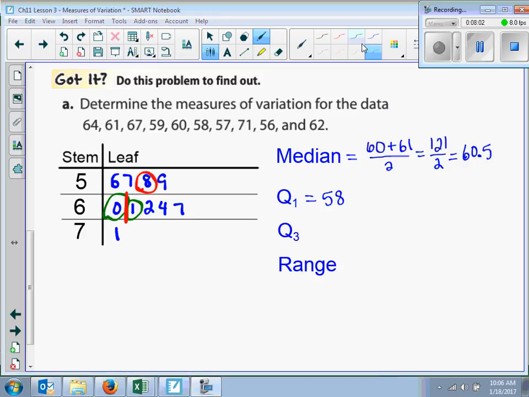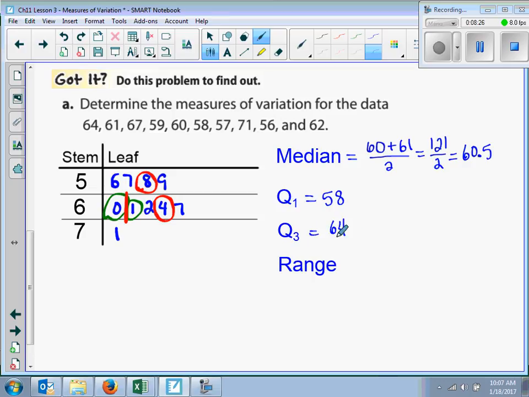So now we're going to find the median of the upper half, which is going to be for quartile 3, right? So that's going to be 1, 2, and it's the third number. So what's that, the quartile 3? 64. Very good.